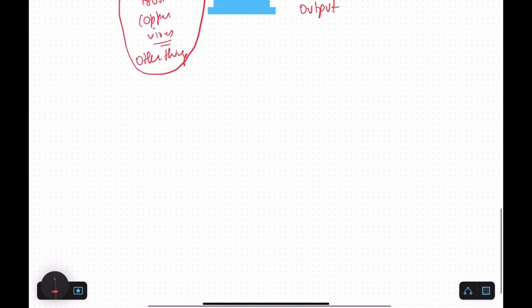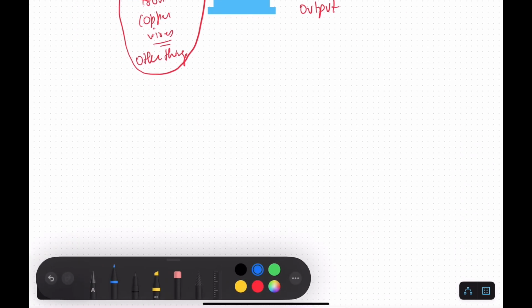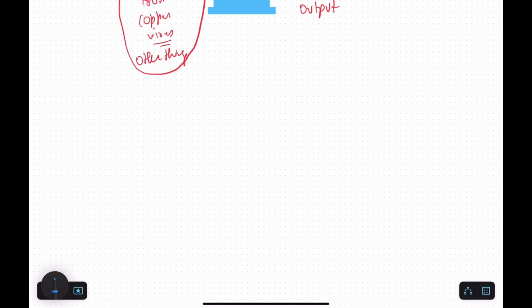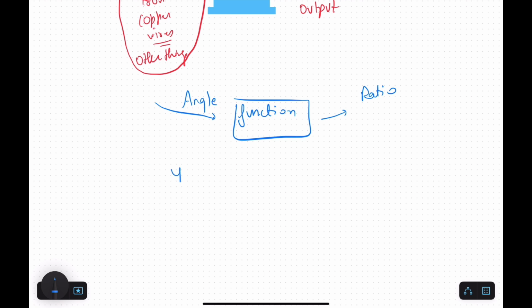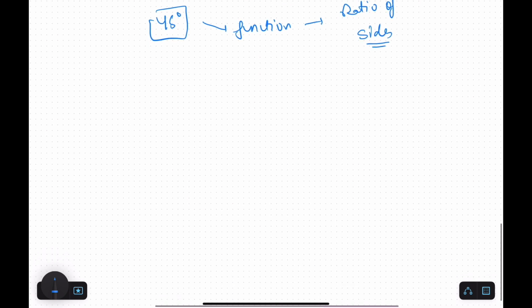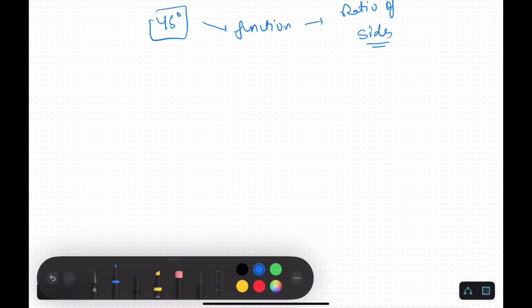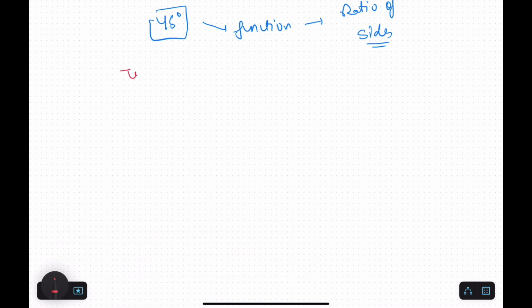Similarly, the same happens in mathematics. There are something called functions, and you put an angle over here, and it gives you ratios. For example, you put a 45-degree angle into a function, and it will give you a ratio of sides. So this is basically what we're going to learn about functions in trigonometry. But before that, we are going to learn first about the trigonometric ratios.